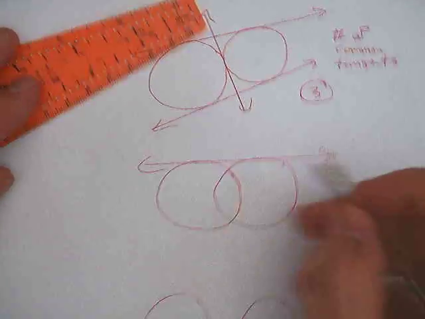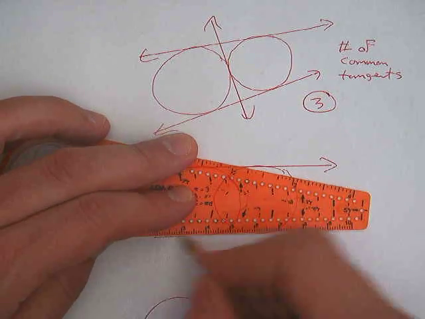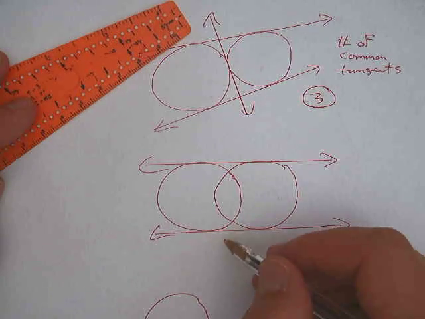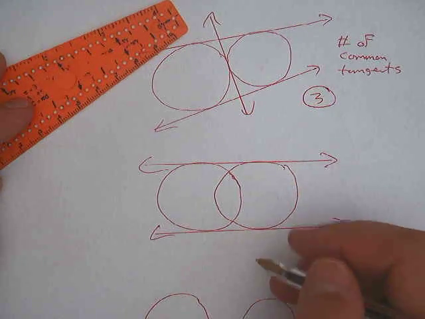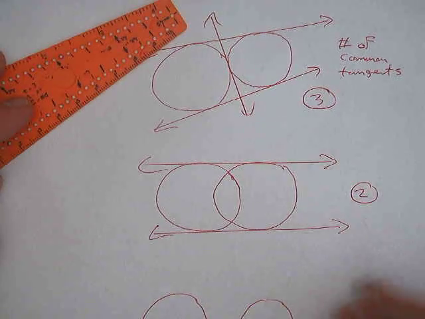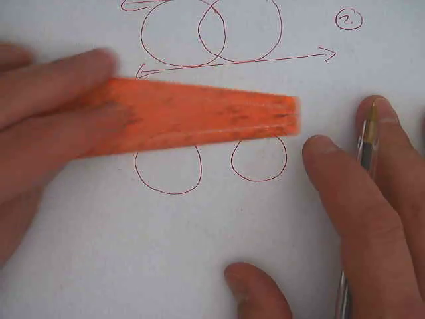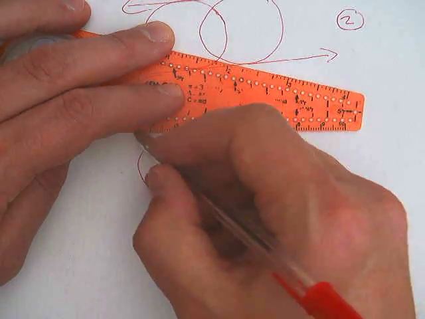All right, these two circles I have one common tangent at the top, one common tangent at the bottom. I can't draw one through the middle. The reason is because I'd intersect the circles more than one time, so I'd have a secant line instead of a tangent line. So these two circles have two common tangents.